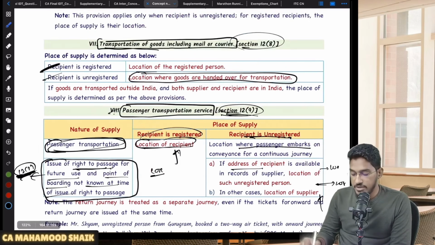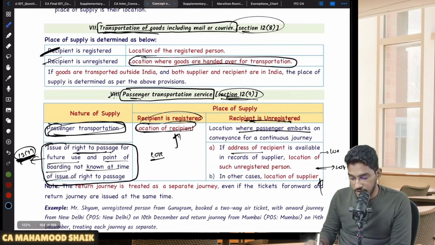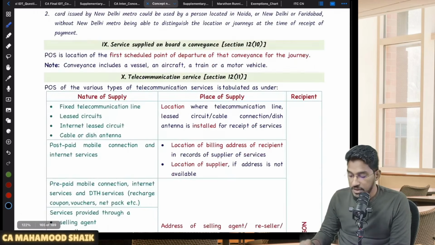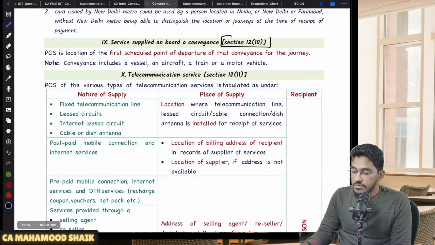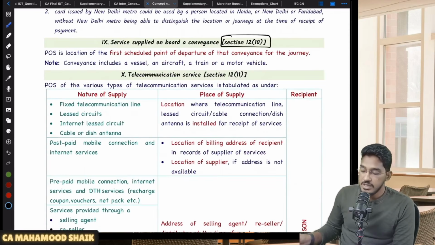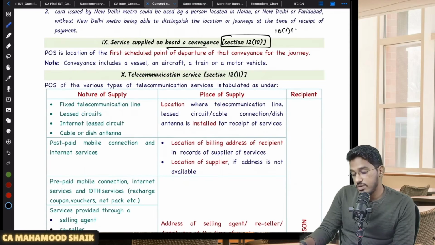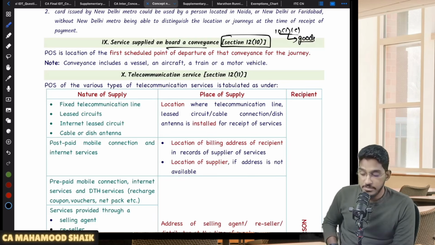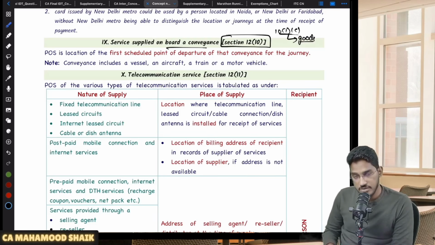So 8 and 9: 8 is talking about transportation of goods, and 9 is talking about passenger transportation services. Next, 12 subsection 10, which is talking about supply of services on board a conveyance. Guys, if you remember 10 subsection 1 clause E, we have seen how to determine the place of supply in case of supply of goods on board a conveyance. That's what we covered under 10 subsection 1 clause E.